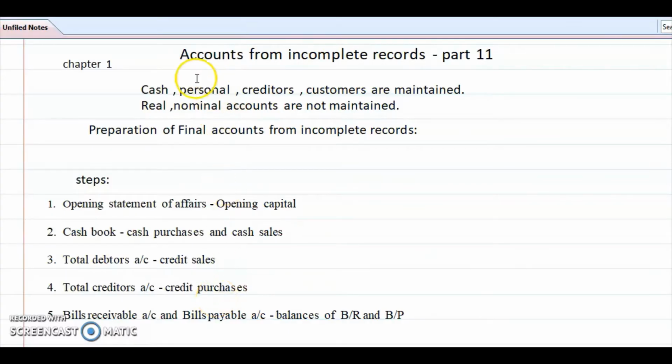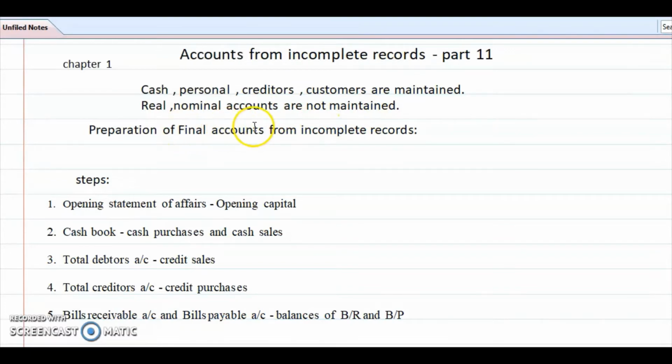Afternoon, children. This is accountancy, accounts from incomplete records, part 11. As we already know, in incomplete records we maintain only the cash, personal, creditors and customers accounts alone. So what things will they not record? Real and nominal accounts are not maintained in the books of accounts in case of incomplete records.